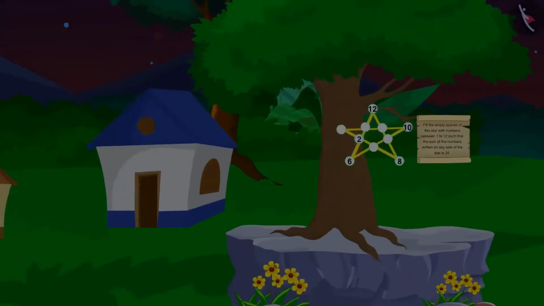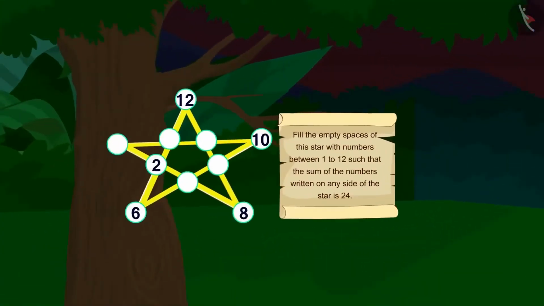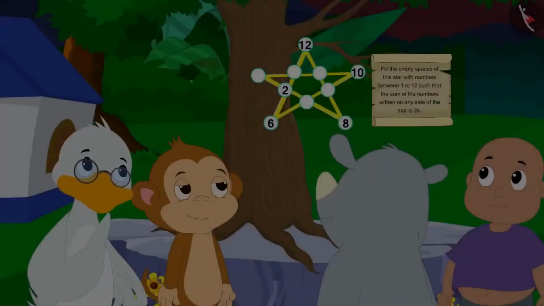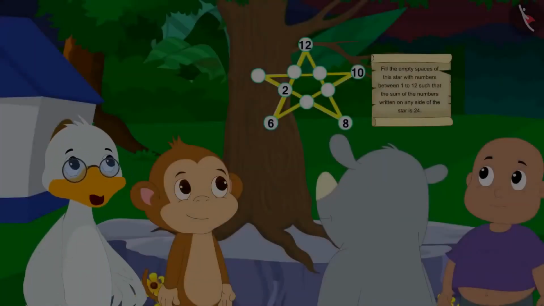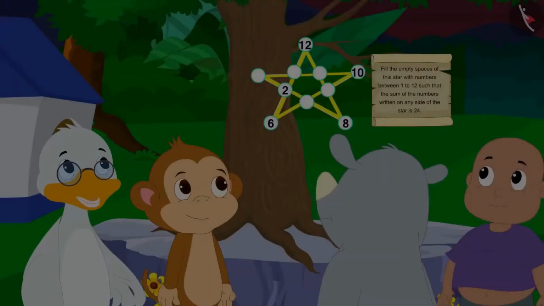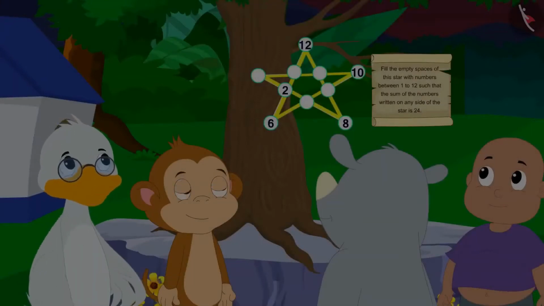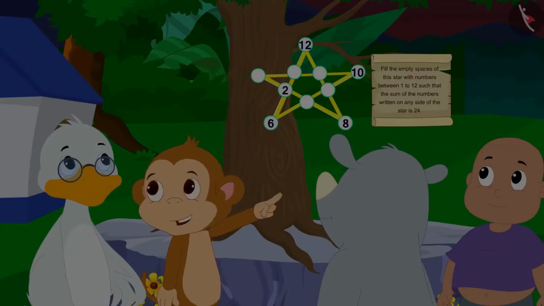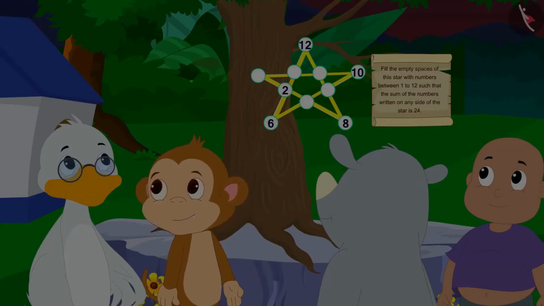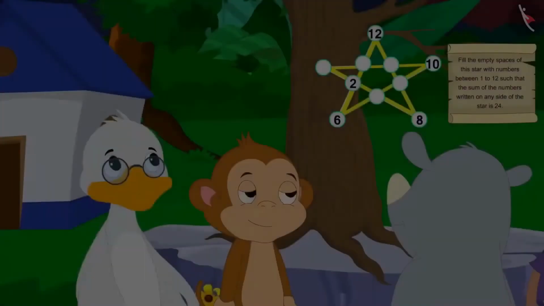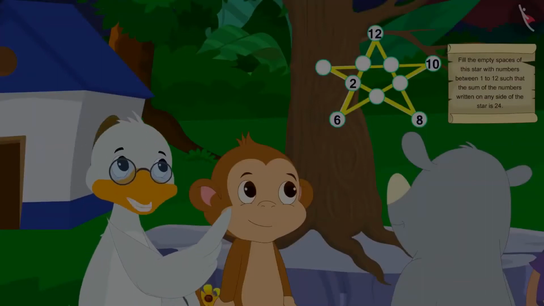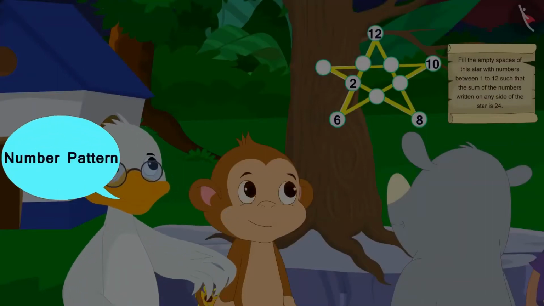Then, the villagers saw such a star on the banyan tree of the village. There are some numbers written on this star, and there are some empty spaces too, said Badbole uncle. But what could these numbers mean, uncle? Babban asked the uncle. It looks like some kind of number pattern.